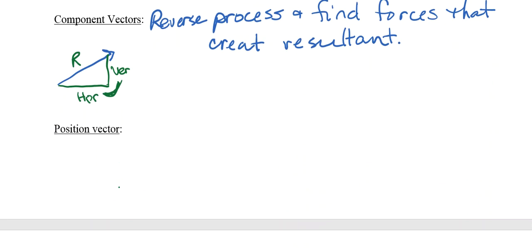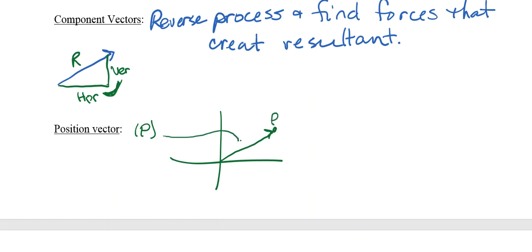A position vector simply occurs when they give you a point. So they give you point P somewhere on a coordinate system, and then the position vector is the vector created from the original origin to the point P. So this is the position vector right here.